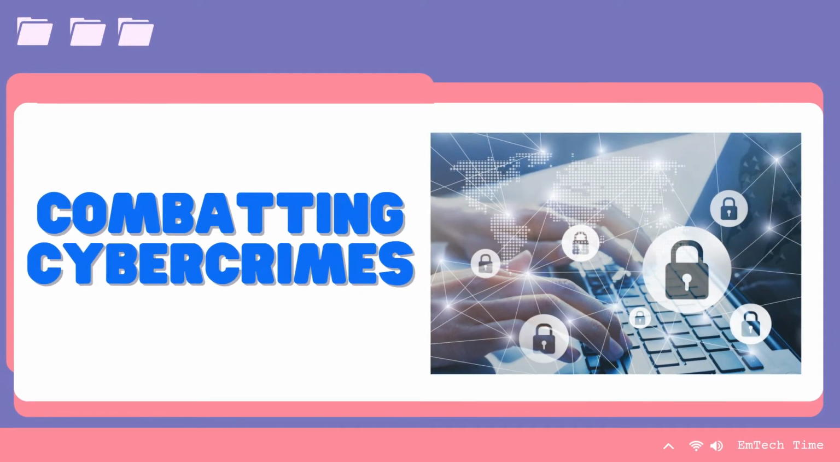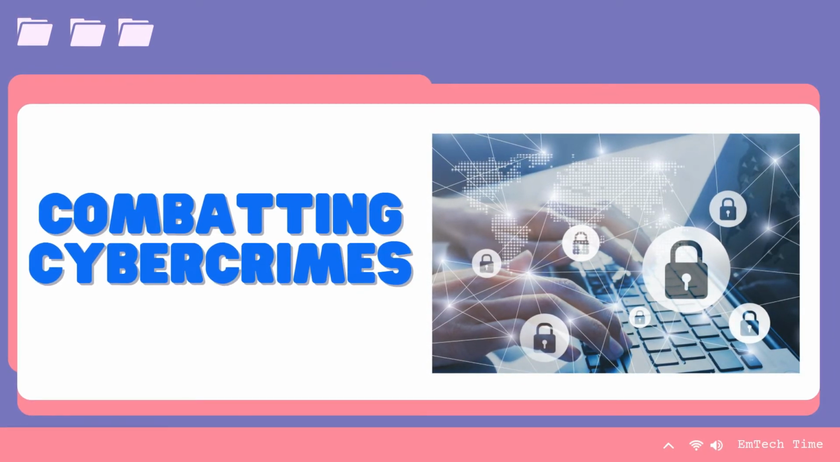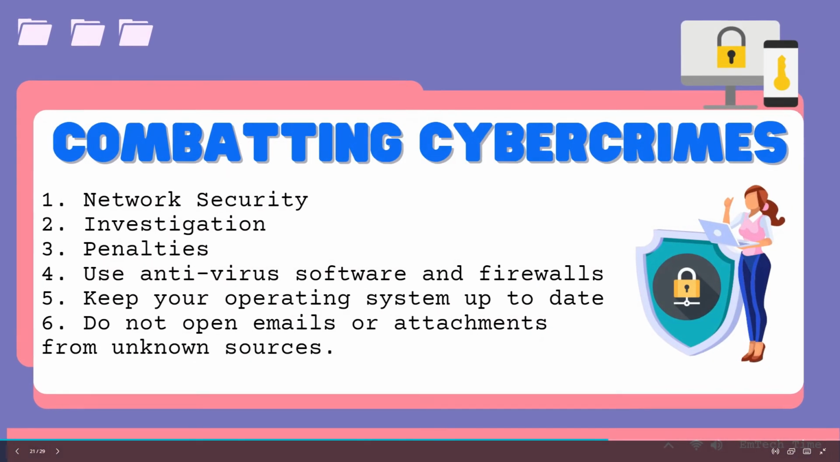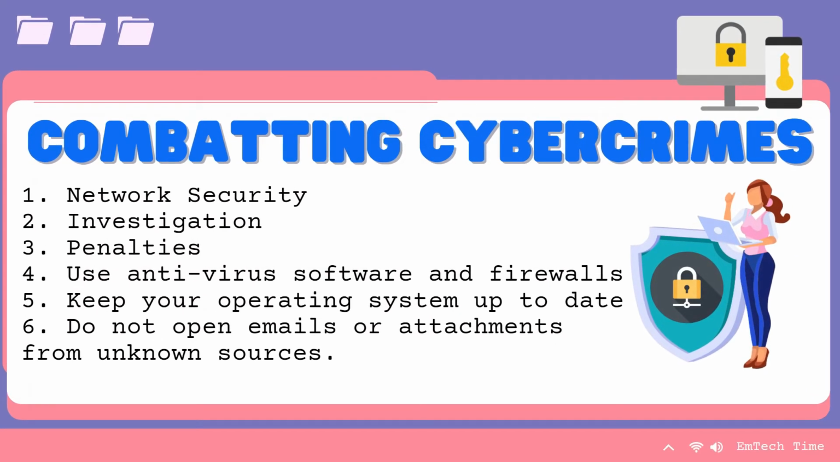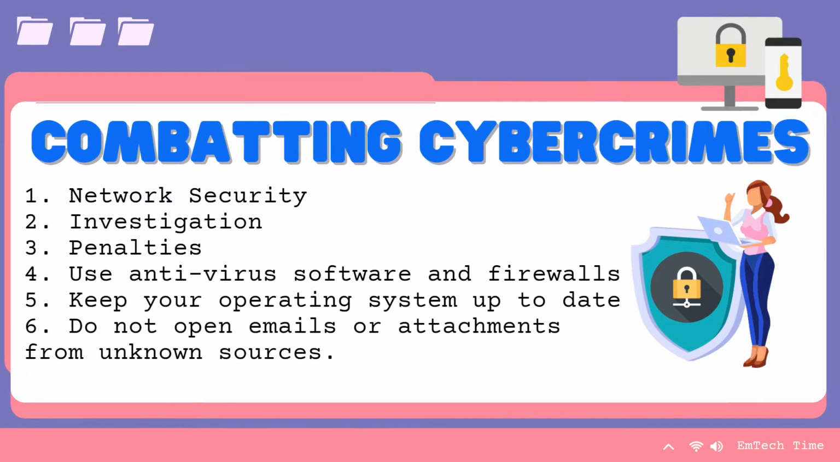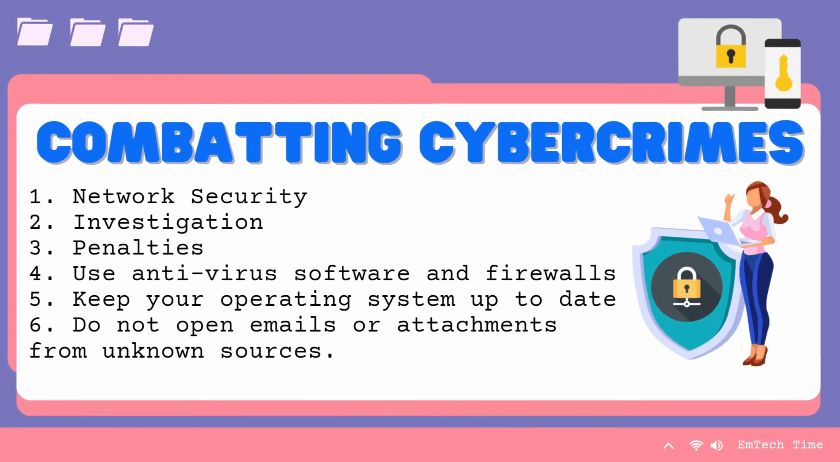So, combating cyber crimes. How are we able to protect ourselves and our family, our loved ones, from these cyber crimes? We have here the following. The first one is network security. Before a hacker can get through to the unauthorized target files, the hacker has to get through several security measures like firewalls, security connections, passwords, anti-malwares, and data encryptions.